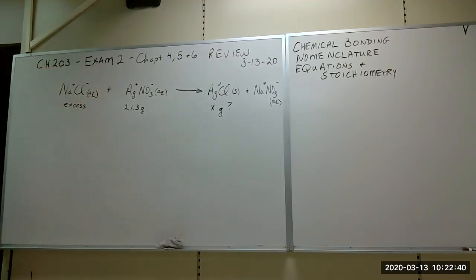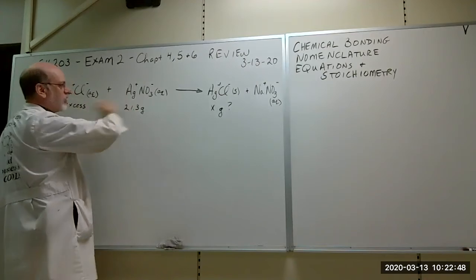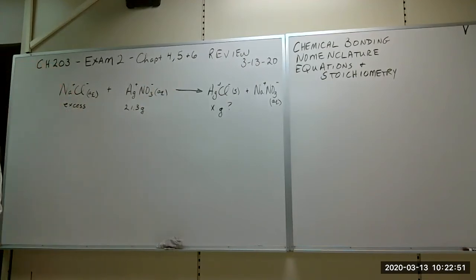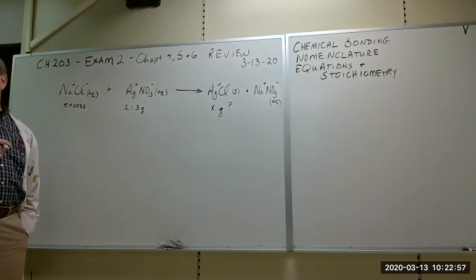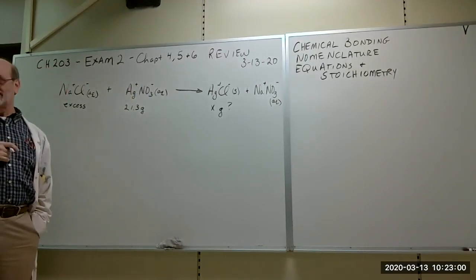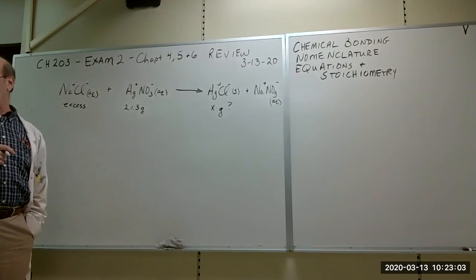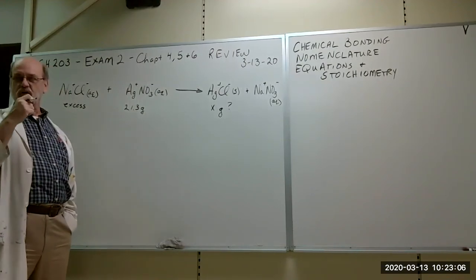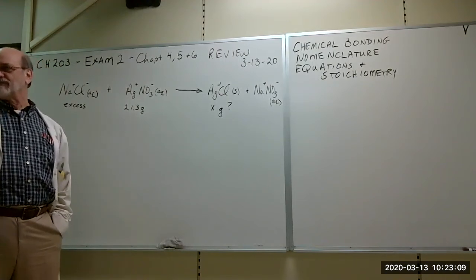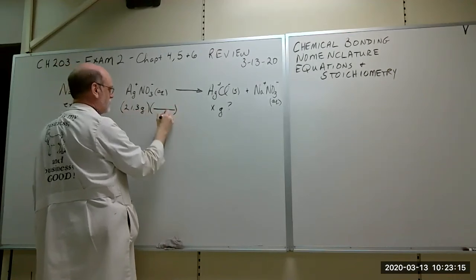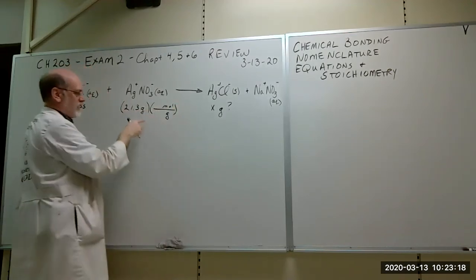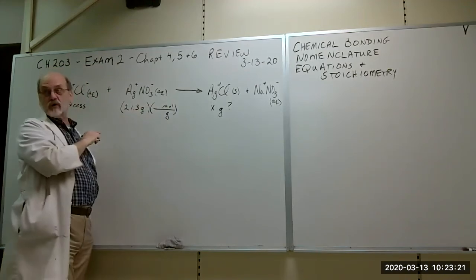No. Balanced equations only work for moles. So you've got to convert this one to moles before you can go anywhere in that equation. So how do we convert grams to moles of silver nitrate? Molar mass. When you hear grams and moles together in the same phrase, think molar mass. Grams on the bottom, moles on the top, because grams cancel grams, leaves you with moles.